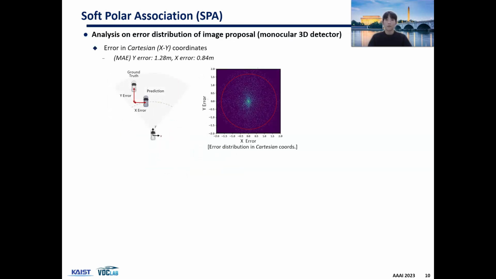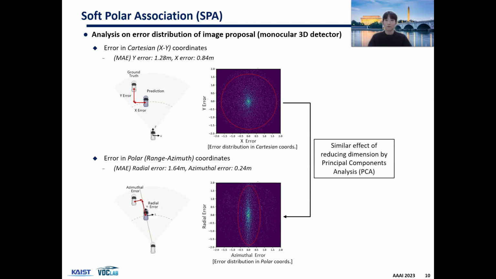We first analyze the error distribution of the image detector in the Cartesian coordinate system. Understandably, we can observe a huge localization error in both x and y directions. However, if we transform the coordinate system into the polar coordinate system, we can see that most of the error comes from the radial direction, while the azimuthal direction is relatively small. It means that if we transform the coordinates from Cartesian to polar, we can effectively reduce the source of localization error to one direction, which can make the problem easier. Now, we can focus on reducing the error in the radial direction to make the localization more accurate.